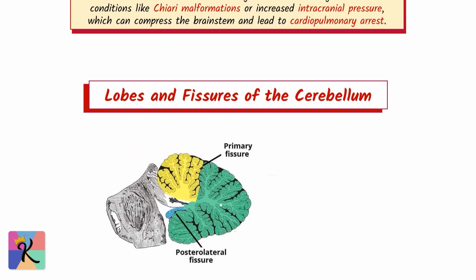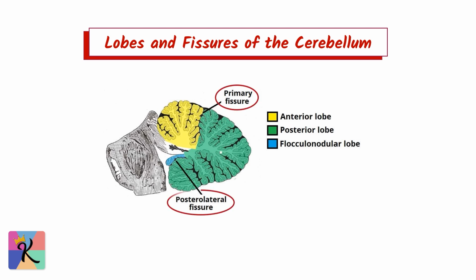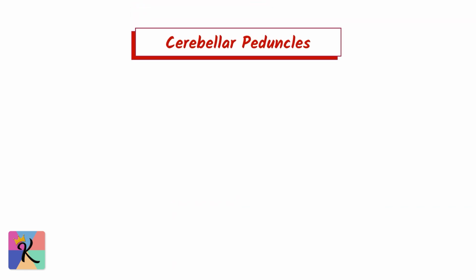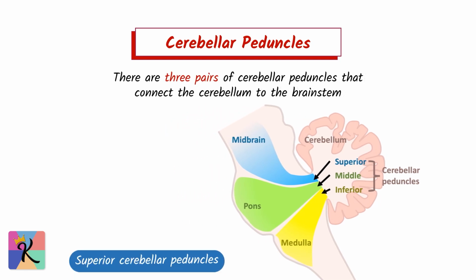The cerebellum is divided into three main lobes: the anterior lobe, the posterior lobe, and the flocculonodular lobe. Two main fissures separate these lobes. The primary fissure divides the anterior and posterior lobes, while the posterolateral fissure separates the posterior lobe from the flocculonodular lobe. There are three pairs of cerebellar peduncles that connect the cerebellum to the brainstem.